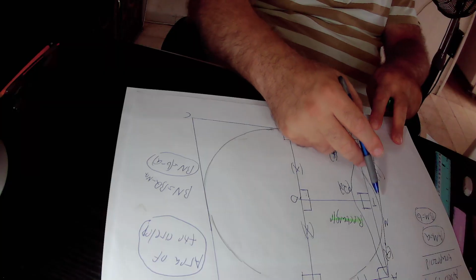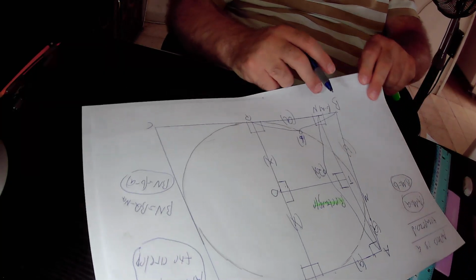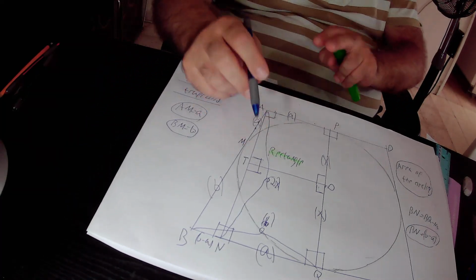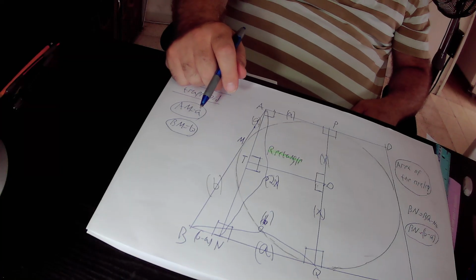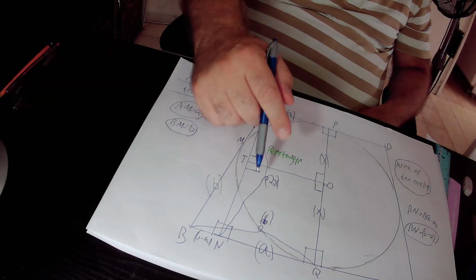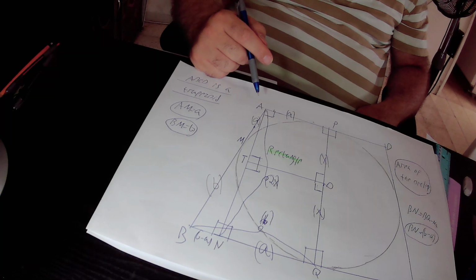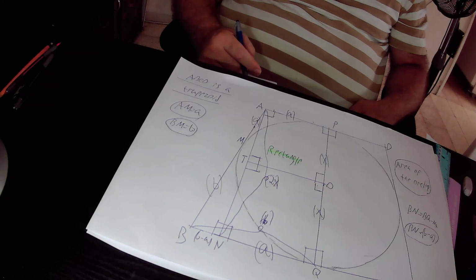Side AB equals A plus B. In the next step, I'll copy the right triangle ABN onto a new page and we will apply the Pythagoras theorem to this right triangle ABN. According to the Pythagoras theorem, in any right triangle, the square of the hypotenuse equals the sum of the squares of the perpendiculars.